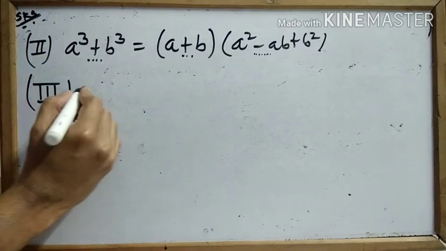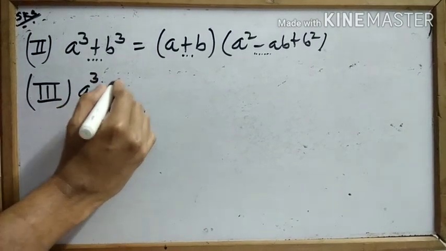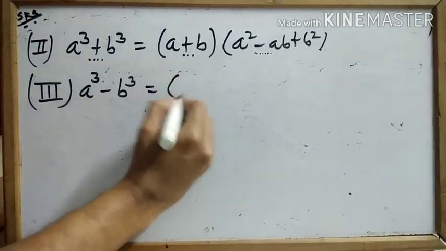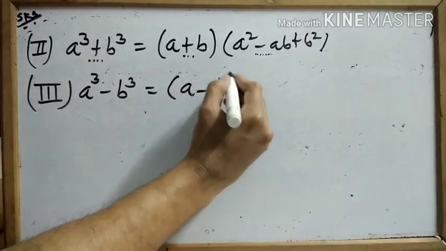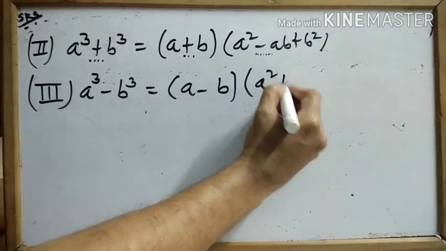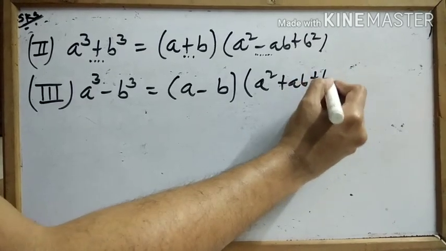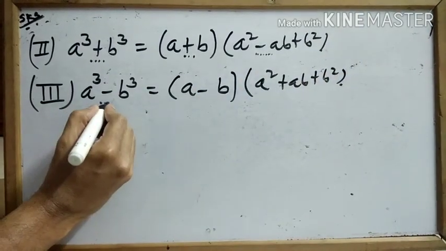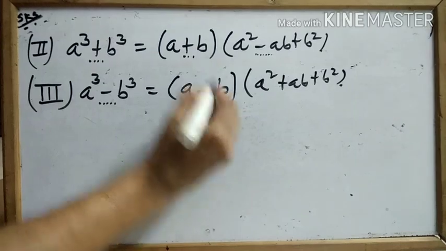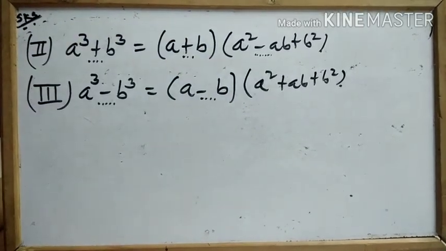When I say second and third are similar, then you observe this: a cube minus b cube, if I have, then it will be a minus b into another bracket, a square plus ab plus b square. Now observe this sign is negative, here also negative. So you have to remember the identity very well.